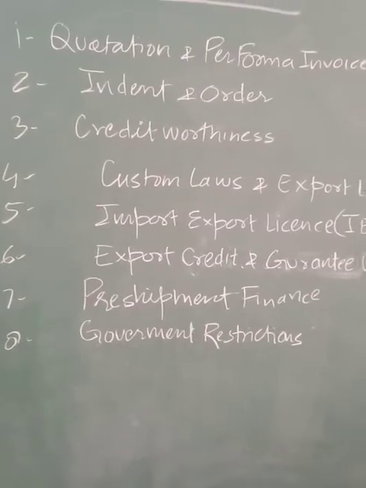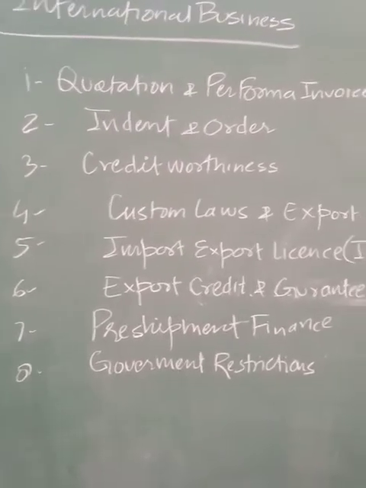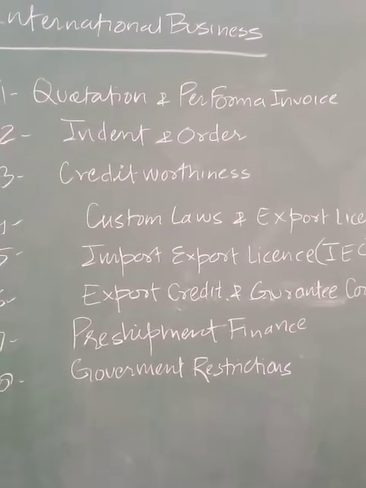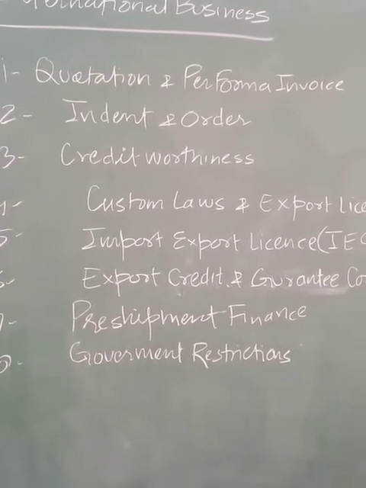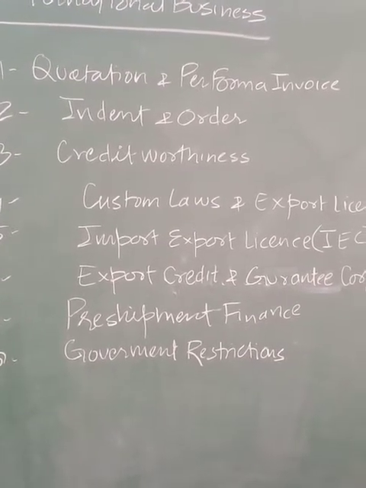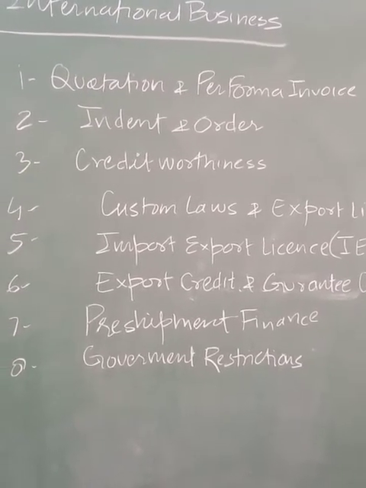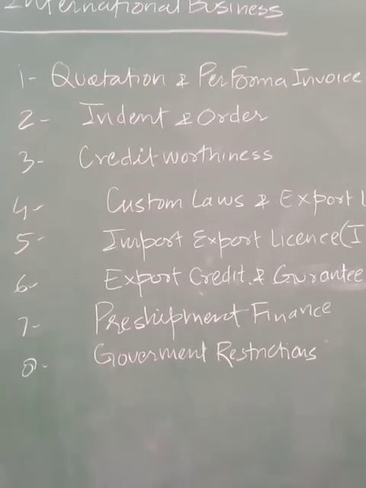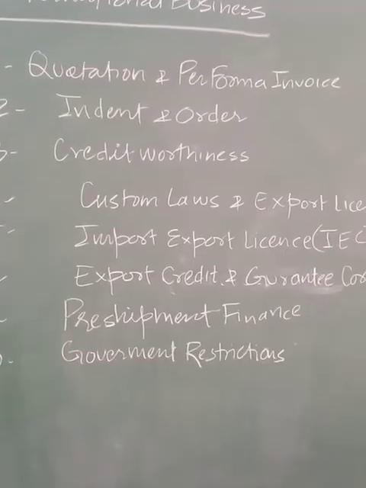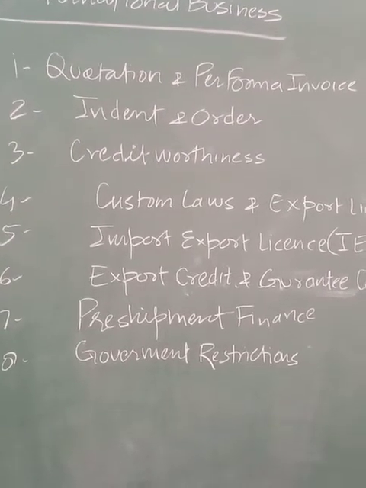So whenever one businessman is going to sell or purchase product with the other country, then they have to follow certain documents, and today I'll explain about the 8 documents only, and later on I will explain the remaining. So the first document is quotation and pro forma invoice.